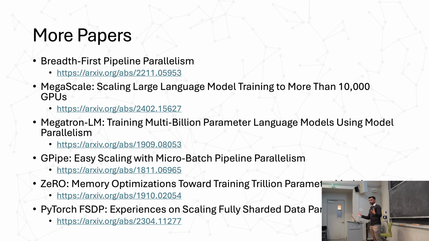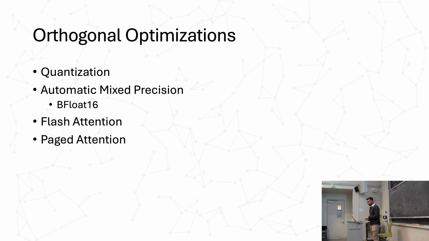So again, if distributed machine learning is a space that you're very interested in, I highly recommend that you guys check out these papers. And there's also a lot of other orthogonal optimizations that MLEs often have to think about when training and running inference on models. I'm not going to dive into these too much because it's outside of the scope of today's talk. However, again, if this stuff really excites you, I highly recommend you guys check out these topics.